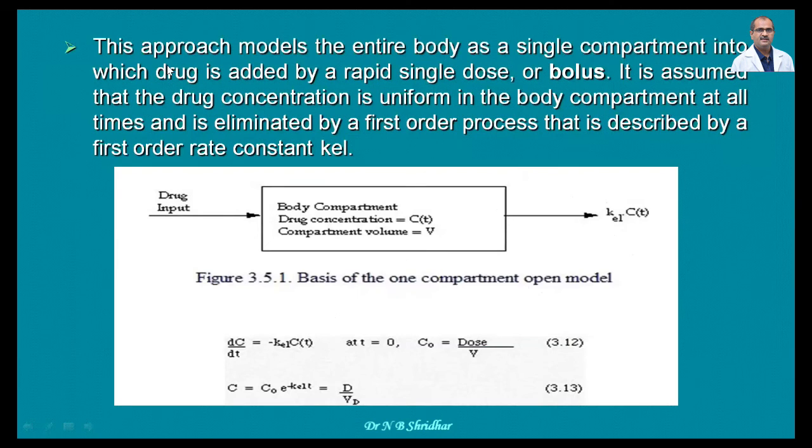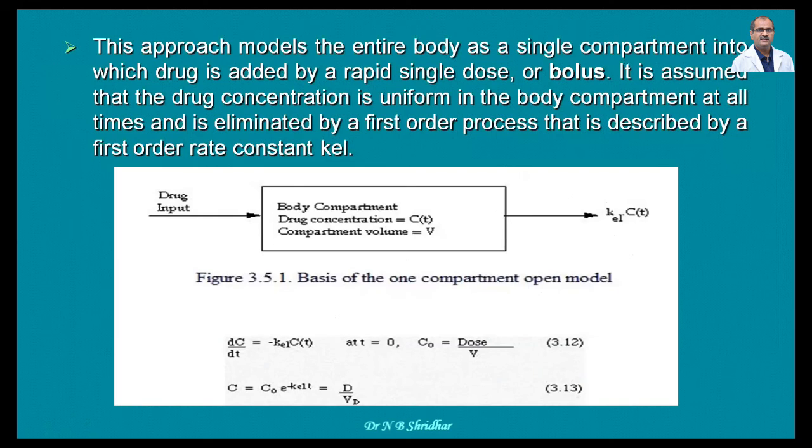So this approach models our entire body as a single compartment into which the drug is added by a rapid single bolus dose. It is assumed that the drug concentration is uniform in the body compartments at all times and is eliminated by a first order process that is described by a first order rate constant.